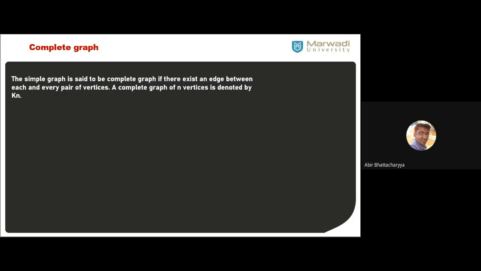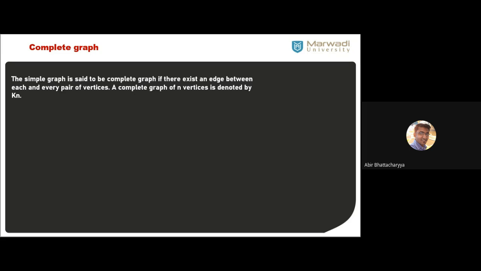A complete graph is just a simple graph where there exists an edge between each and every pair of vertices. First of all, it should be a simple graph. That means there are no parallel edges and no self loops. Okay. And also each vertex is connected to every other vertex. That means all vertices are connected to each other. That is called a complete graph.